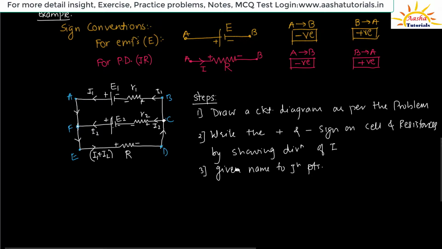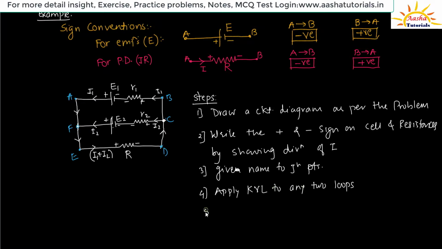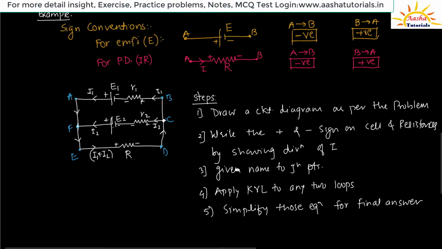Then the next step that we have to do is apply Kirchhoff's voltage law. Apply Kirchhoff's voltage law to any two loops, and then finally simplify those equations for the final answer. So these are the steps that we need to follow. Three steps are already done, so let us apply Kirchhoff's voltage law and see what we get.